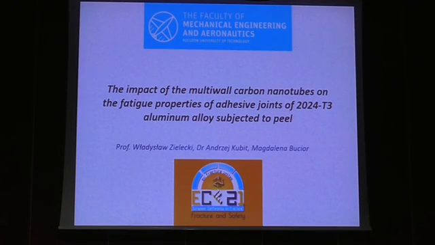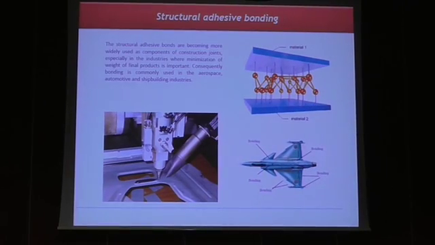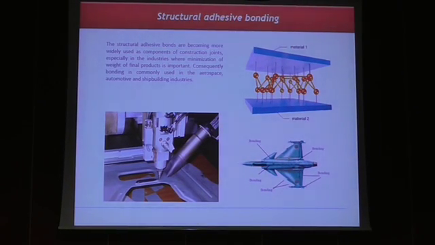Ladies and gentlemen, I want to present you the impact of multiwall carbon nanotubes on the fatigue properties of adhesive joints subjected to peel, made of 2024 aluminium alloy. As we know, structural adhesive joints are becoming more widely used, especially in industries where minimization of weight of the final product is important. Consequently, bonding is commonly used in aerospace and automotive industries.